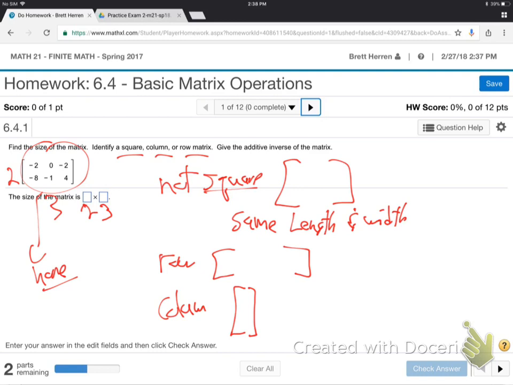So that's all they want in part 1. They want the size of the thing, and whether it's a column matrix, row matrix, or square matrix, or neither, or none. That's what it is.